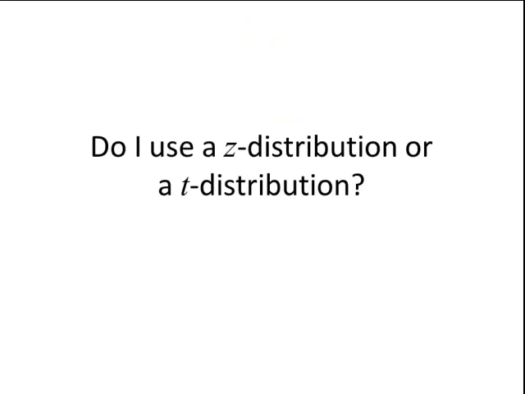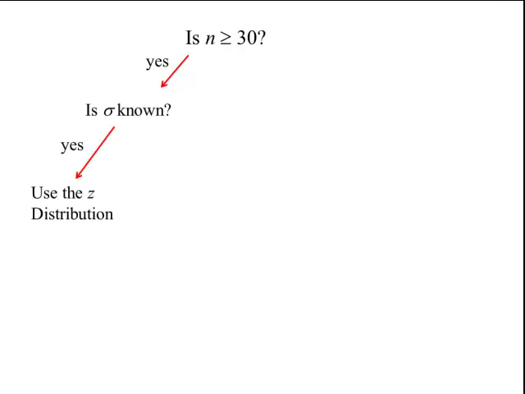Do I use a Z distribution or a T? Following is a flow chart that will explain when you can use the Z and when you use the T. Is the sample size greater than or equal to 30? If it's yes, is sigma known? If sigma is known, you use the Z distribution. If sigma is not known, you use the T distribution.